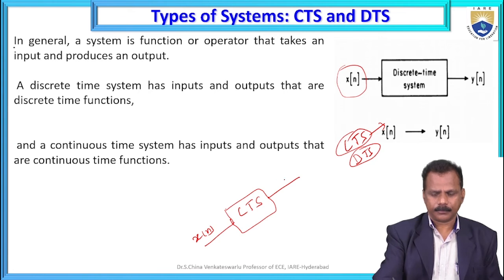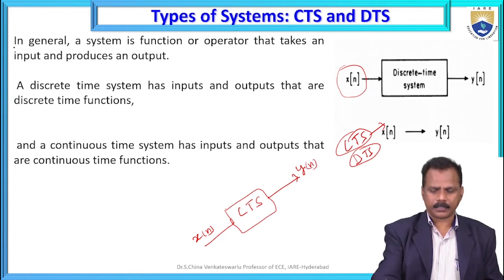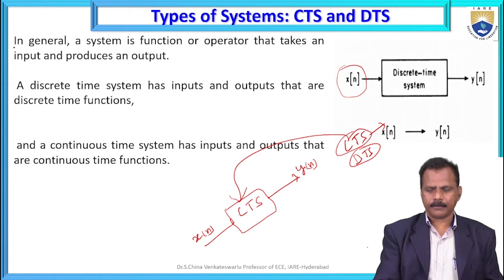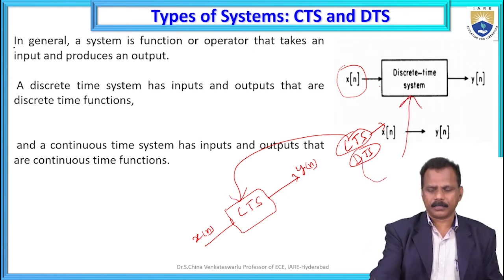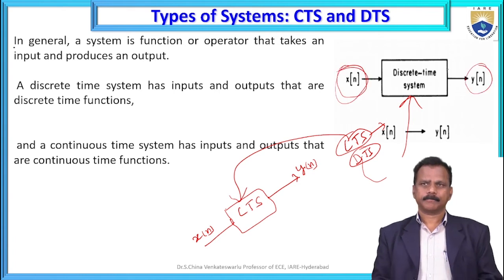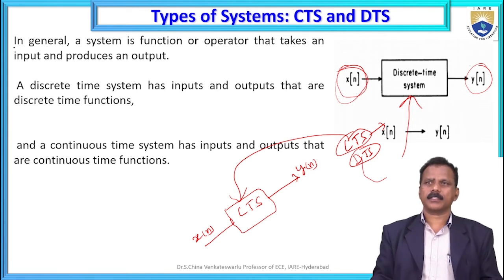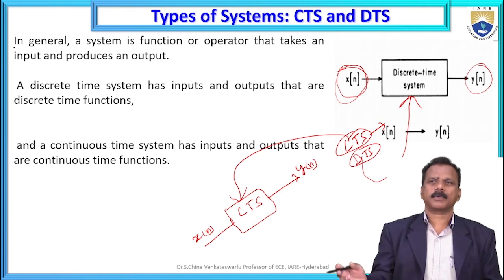Output is what you call y of n. Like this, you can distinguish the continuous time system and the discrete time system. The discrete time system's input is x of n, and we expect the output is y of n. This is the discrete time signal. A discrete time signal is given to the discrete time system, and we expect that the output is a discrete time signal.